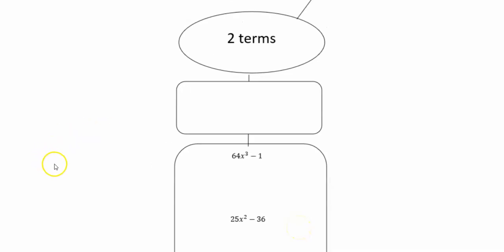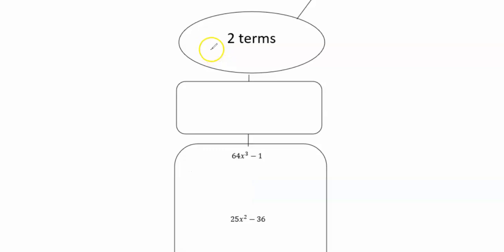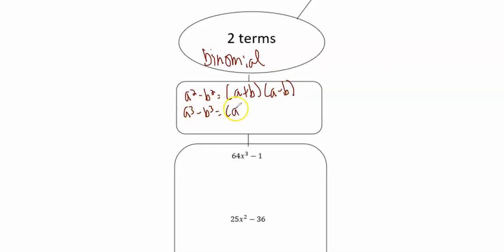So if we have two terms, this is called a binomial. We're going to look for difference of squares, which is a plus b, a minus b, or difference of cubes. Remember my SOAP, same sign, opposite sign, always positive, or sums of cubes.